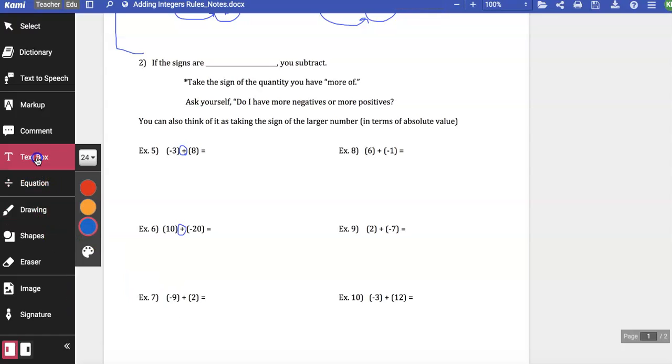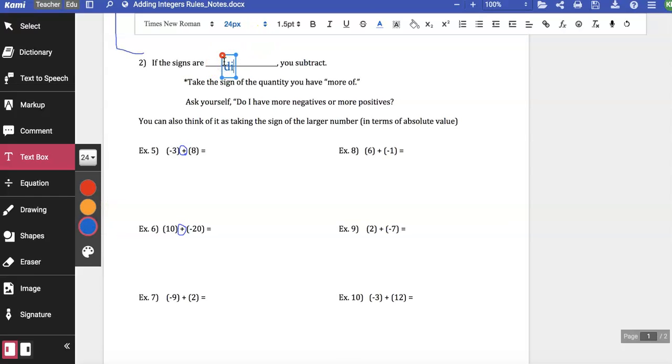And I actually need to go to the text box. If the signs are different, you subtract. We'll get to this part down here, these three things, when we're working on an example.